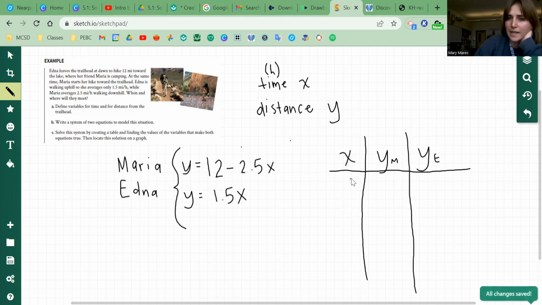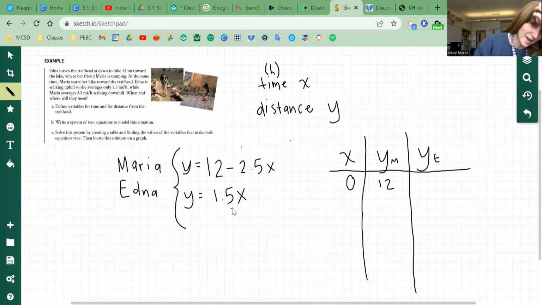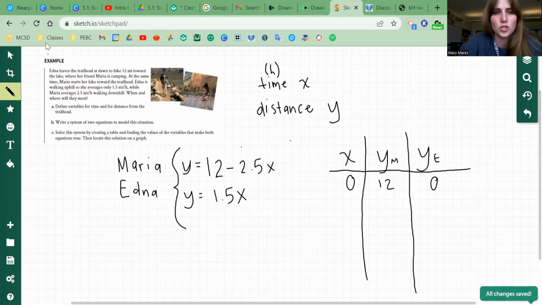So we'll start by plugging in 0 for x. If I plug in 0 for x into Maria's equation, I get y equals 12 minus 2.5 times 0, which is just 12 minus 0, which turns out to just be 12. And then for Edna, I start out at 0. I plug 0 in for x, so I get 1.5 times 0, which is 0, right? And that makes sense. When we're starting this problem, Maria is 12 miles from the trailhead, and Edna is at the trailhead, 0 miles away.